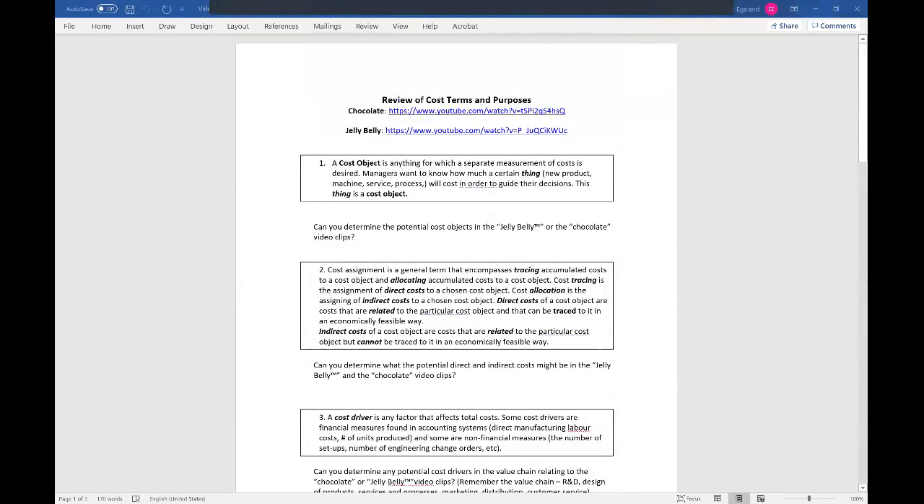It's a Word document. You can type in. It is not an assignment. It is simply to apply the cost terms, because we will be using these for the rest of this course. So the next 4 weeks, we will still be using these terms. We are in cost accounting, in managerial accounting for the remainder of this course. And this will help you walk through that.